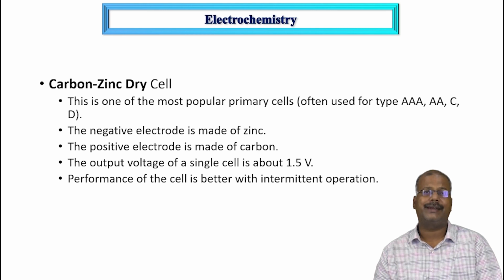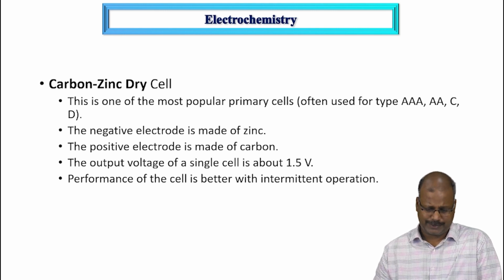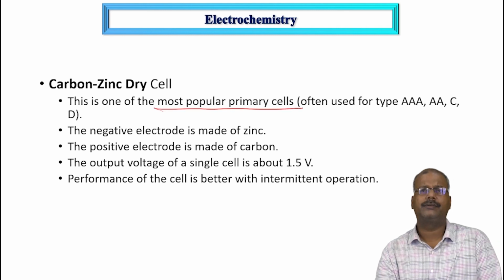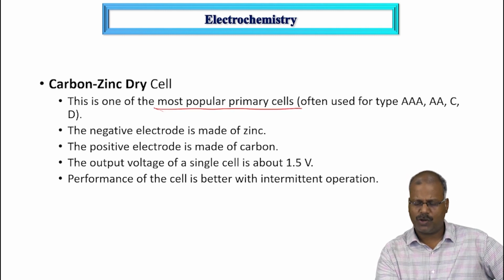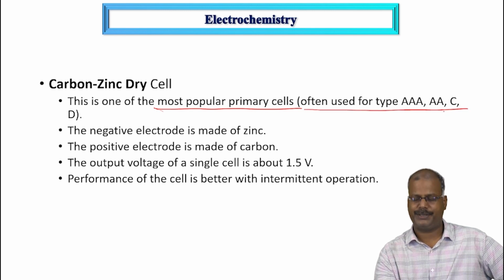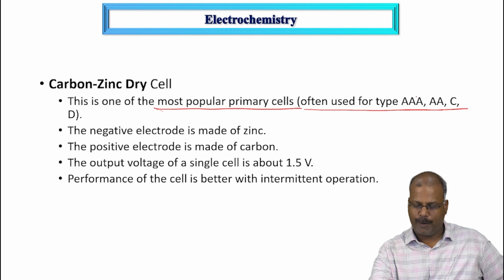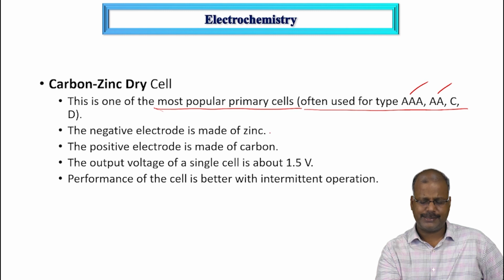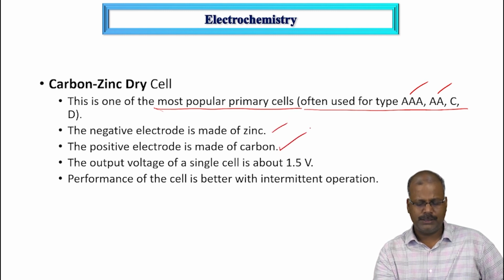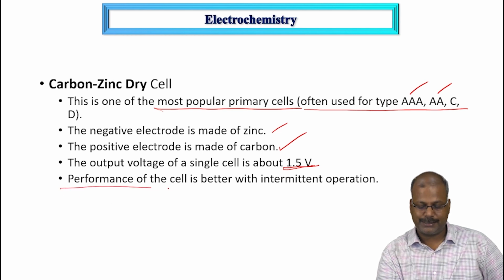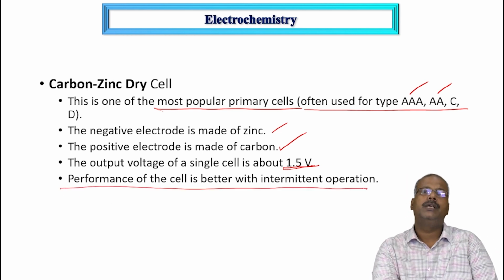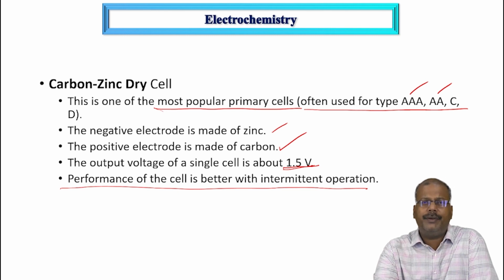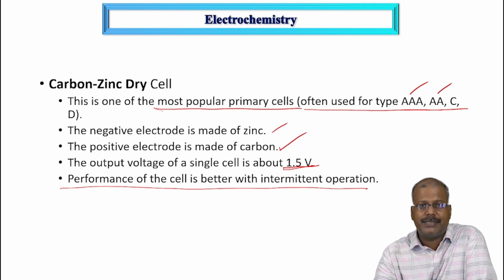For example, the carbon zinc dry cell, we have seen in the diagram some time back. This is the most popular dry cell, primary cell, which is often used for the AA and AAA batteries, which we commonly use in our day-to-day life. We have already seen that the negative electrode in this dry cell is zinc, the positive electrode is carbon, and the output EMF is 1.5 volts; the output voltage of a single cell is 1.5. Performance of the cell is better with intermittent operation. That means you need not operate continuously, you can operate intermittently, and the performance of the cell is better.